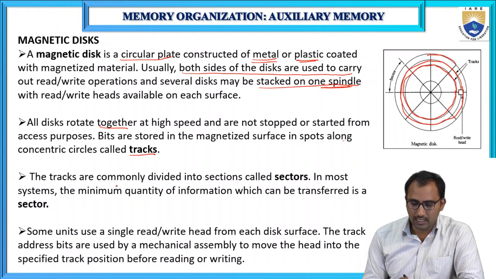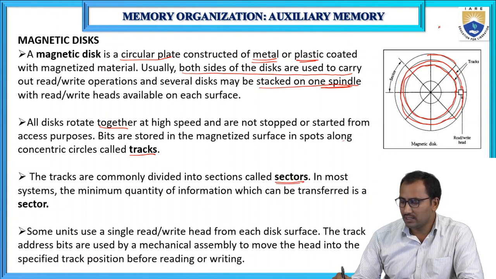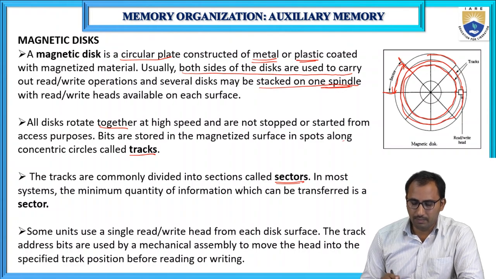The tracks are commonly divided into sections called sectors. So this entire track we are dividing into small parts, and each is called a sector. You can see here, from this point to this point is a sector. So what is a sector? A sector is the minimum quantity of information that can be transferred.